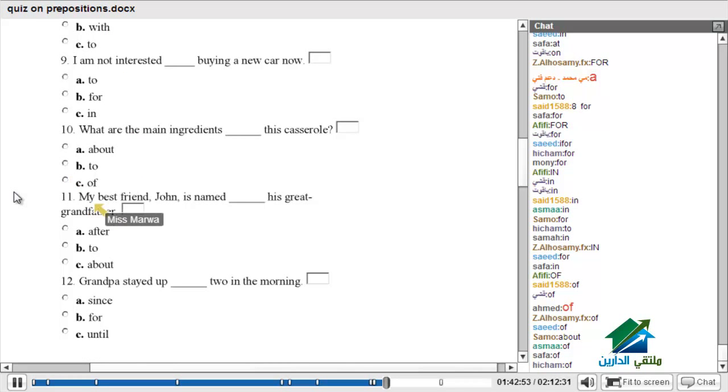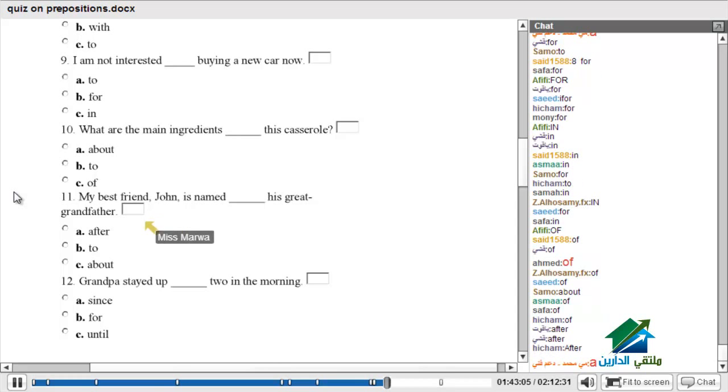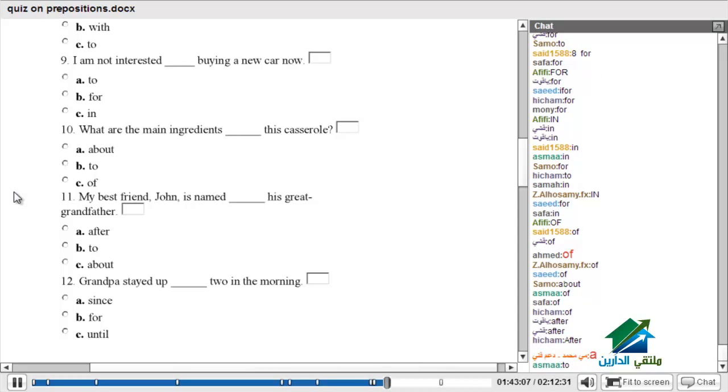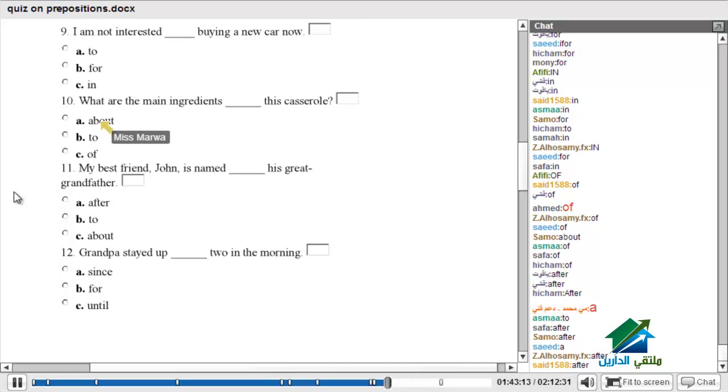Thank you. My best friend, John, is named after his great grandfather. After, to, about. Number 11. Yes, named after. Very good.